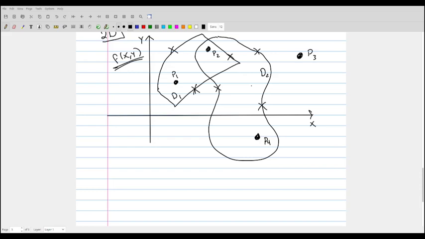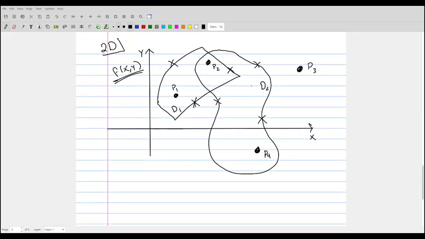So P3 is not a possible max or min for either of these 2 domains, D1 or D2, because P3 is a critical point that's outside of both of the domains.